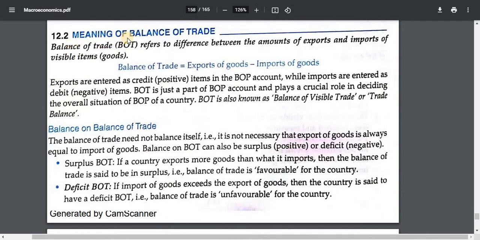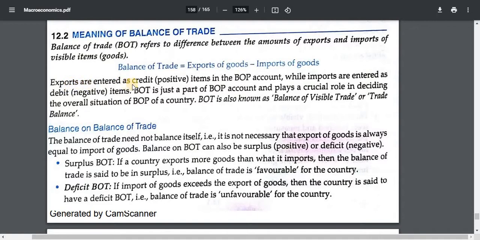12.2 Meaning of balance of trade. Balance of trade (BOT) refers to the difference between the amounts of exports and imports of visible items (goods). Balance of trade is equal to exports of goods minus imports of goods.